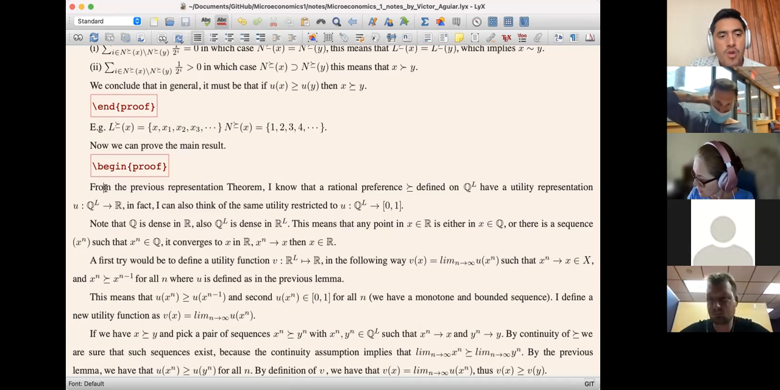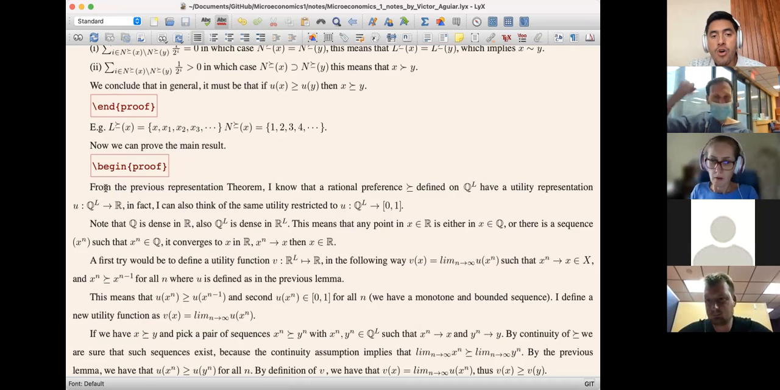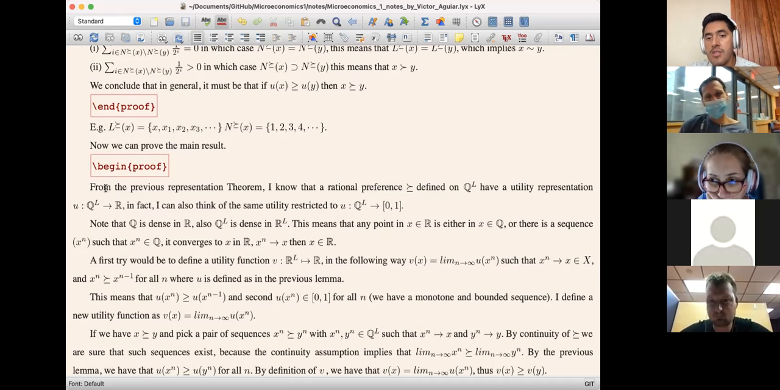So from the previous representation theorem, I know that a rational preference defined on Q_L, the set of rationals, has a utility representation U from Q_L to the reals. In fact, I can also think of the same utility restricted to [0, 1], because remember that I constructed it using these telescopic summations, and they are bounded below by 0 and above by 1, okay?